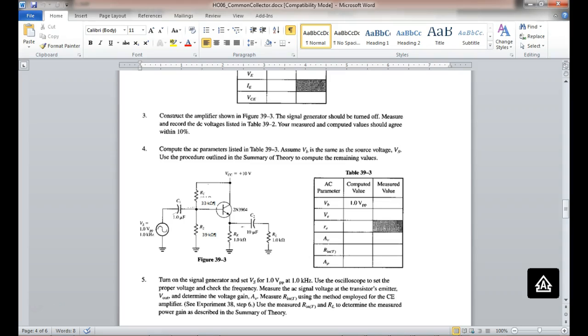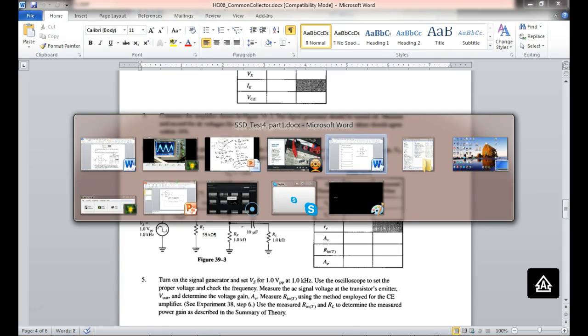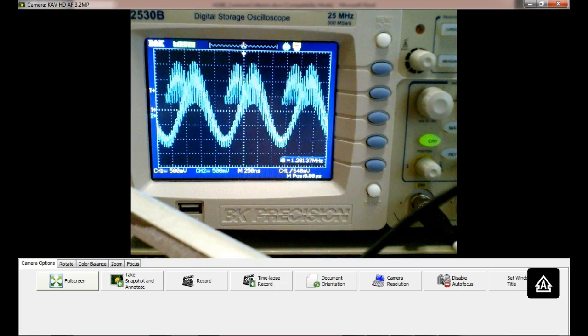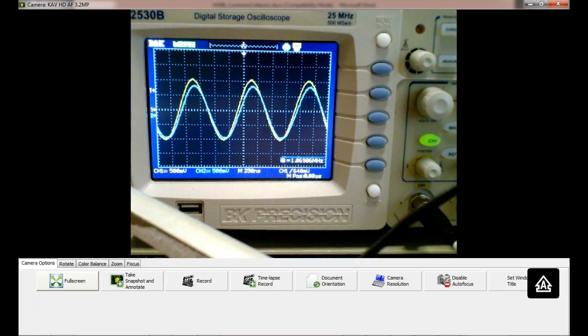Somehow we're getting positive feedback with oscillation. We got all this wire out here. That's okay. So we got 2 volts out, and what I'm going to do is leave my 2 volts in, and I'm going to adjust this until the output drops down to 1 volt peak to peak.